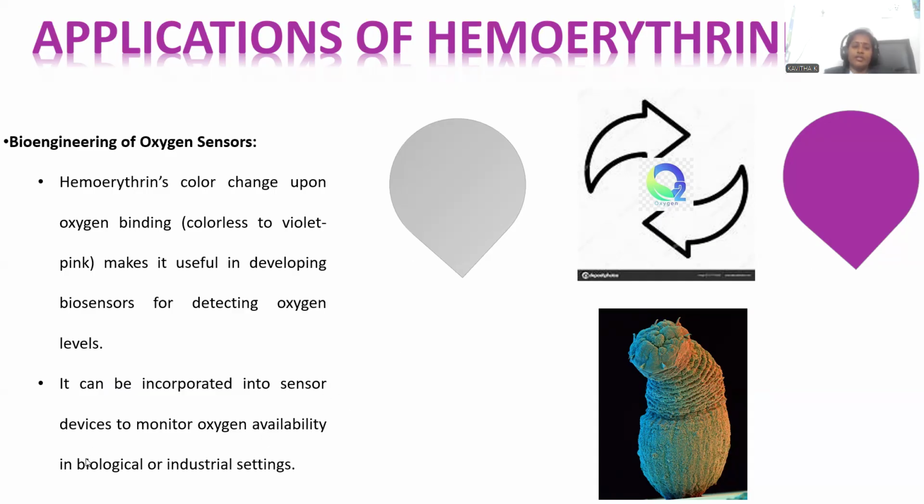It can be incorporated in sensor devices to monitor oxygen availability in biological and even industrial systems, so that we can extend this pigment's applications to fields where oxygen availability is monitored. If it becomes purple, you can assess that oxygen levels are higher. If it stays in the colorless form, the oxygen levels are minimal. This is the way the color change indicates oxygen availability in the vicinity, in biological regions and industrial areas as well. It works like an oxygen monitoring sensor.